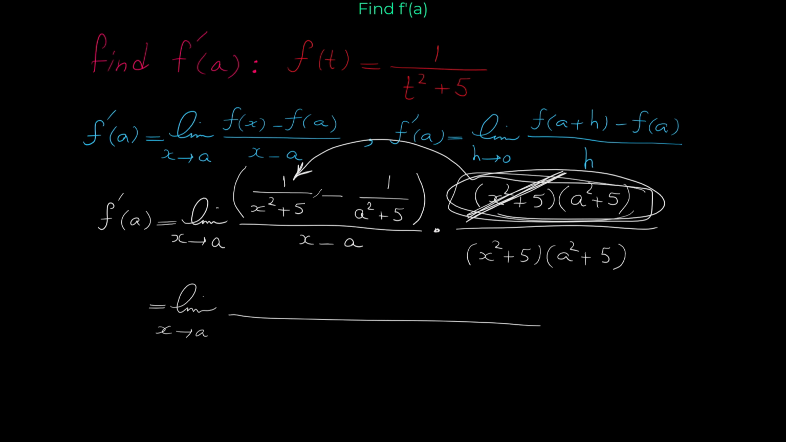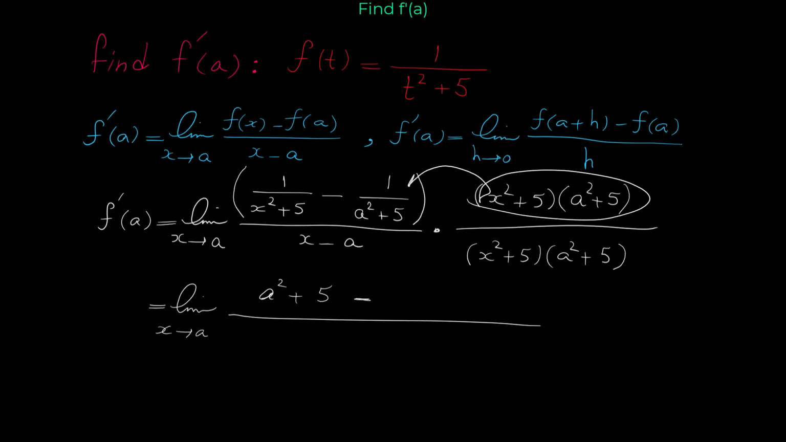when we multiply this expression in the first fraction, x to the 2 plus 5 and x to the 2 plus 5 from the denominator cancel each other. And then we have a to the power of 2 plus 5. Minus, don't forget this minus. Now, if we multiply this expression in the second fraction, this part of the expression cancels with this because they are the same, and only x to the 2 plus 5 remains in the numerator. So in the numerator we have minus x to the 2 plus 5.